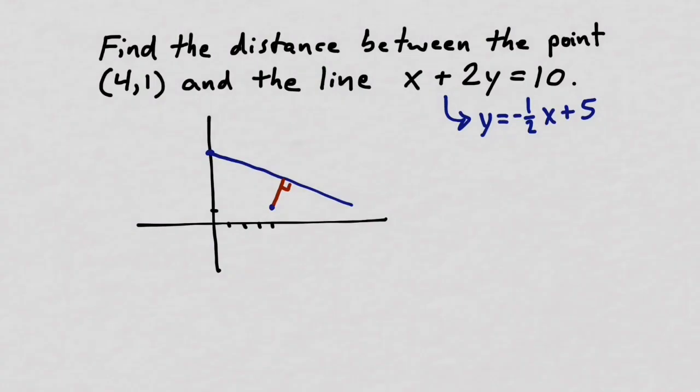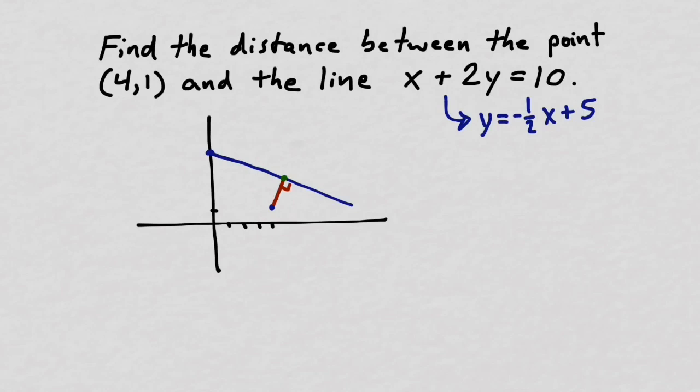To answer the question, we need to find out exactly where the intersection point is. And when we have that value, then we can compare the coordinates of the intersection point with the coordinates of our original point and find the distance. So let's get to work.